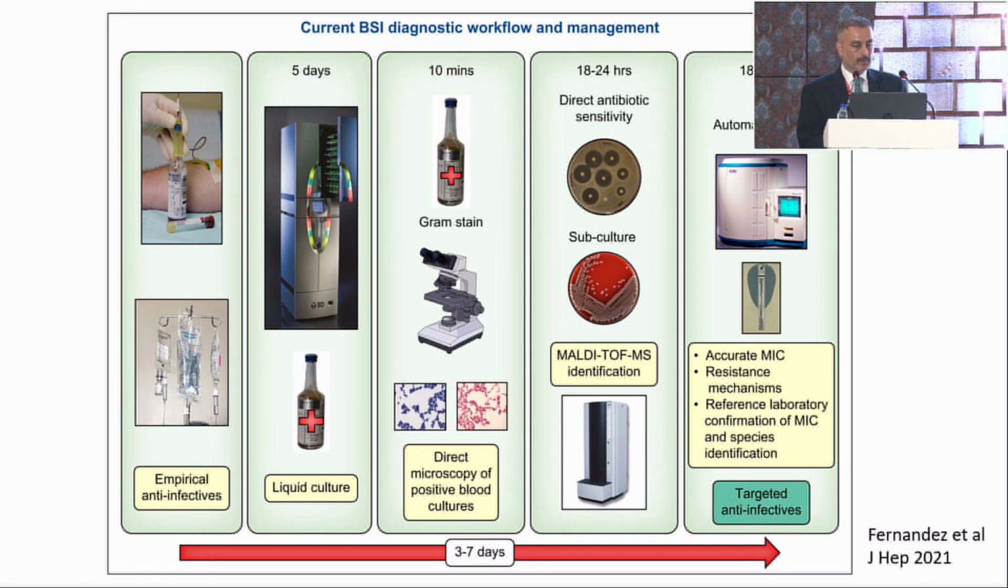patients too late. So this is the current flow that was from a nice review done in 2021 of bloodstream infections. You have 5 days for liquid culture, 10 minutes just for gram stain, then you have antibiotic sensitivity, and this takes anywhere from 3 to 7 days. In a patient with cirrhosis, if we use this to guide antibiotic therapy, it is often too late, because it takes 24 hours to 72 hours for those patients to slip into multi-system organ failure.